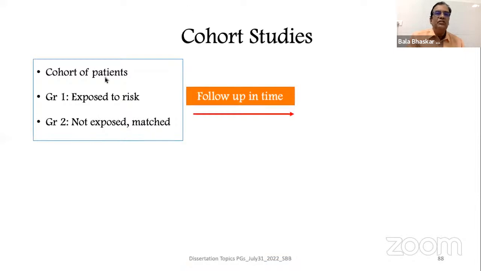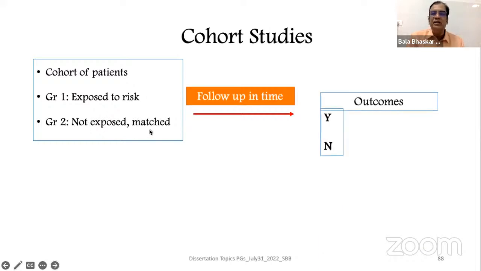For example, we have got a group of patients who are exposed to a risk. It is called a risk. Risk could be a drug which has been given, a vaccine that has been given, or a surgery that has been done. Okay, some event that has occurred. And this is a passive one. This is not an intervention. Group 2 is not exposed and it is matched. You follow up in time.